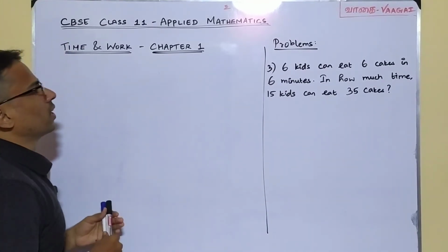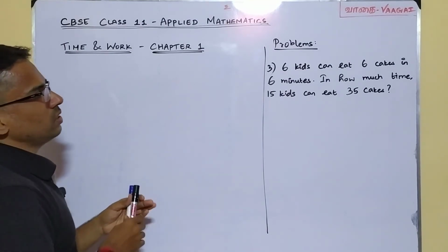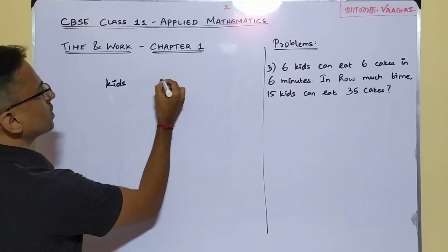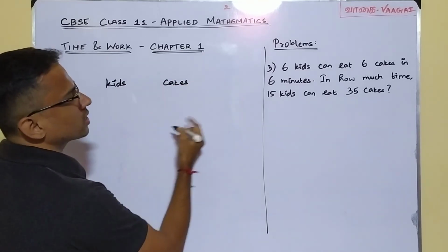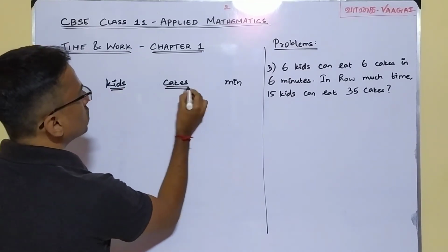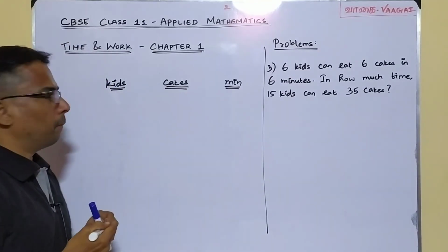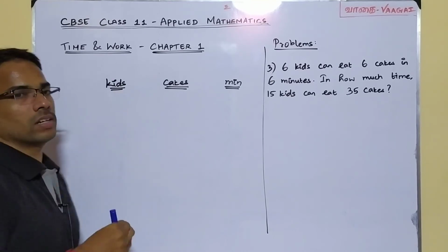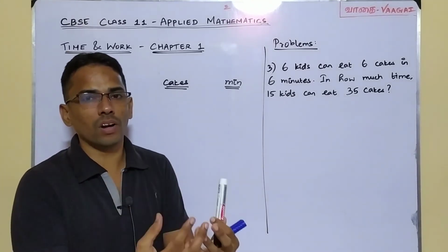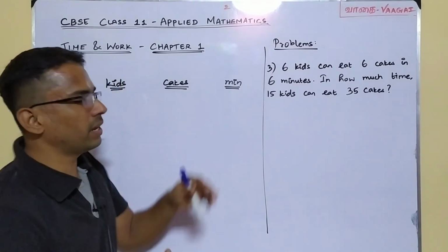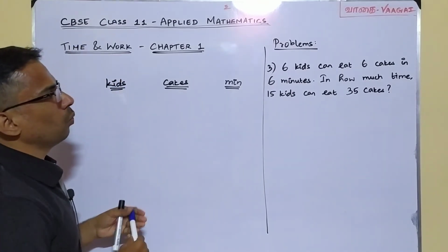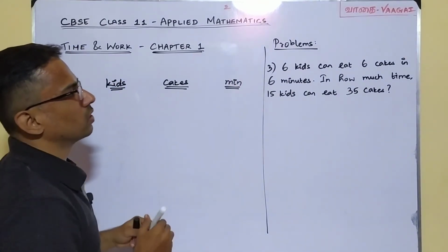Now if you see this question, they are comparing kids, who are eating some cakes, and how much time they are taking in terms of minutes. So very clearly, they are comparing manpower. That manpower here is kids, and eating cakes is the work being completed, and the time taken is given in terms of minutes. That's it. Now let's take the data given in this question.